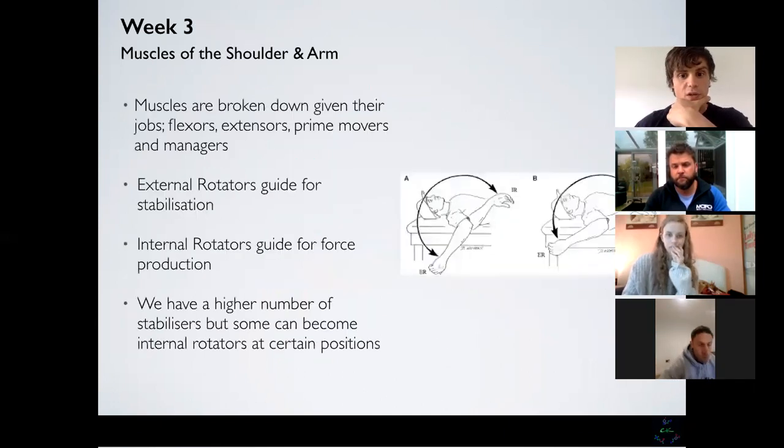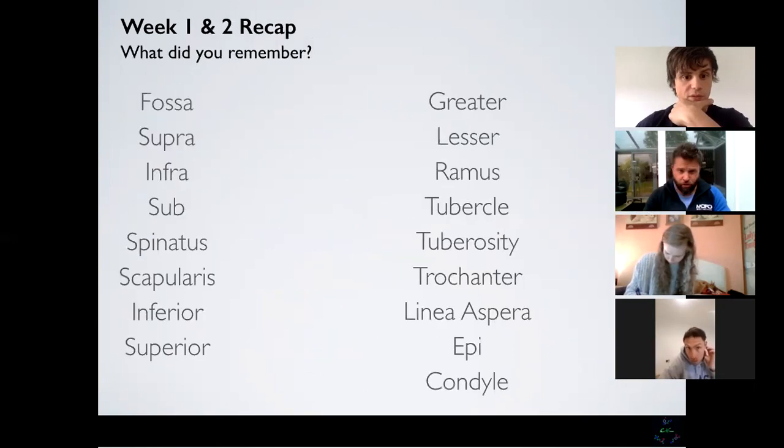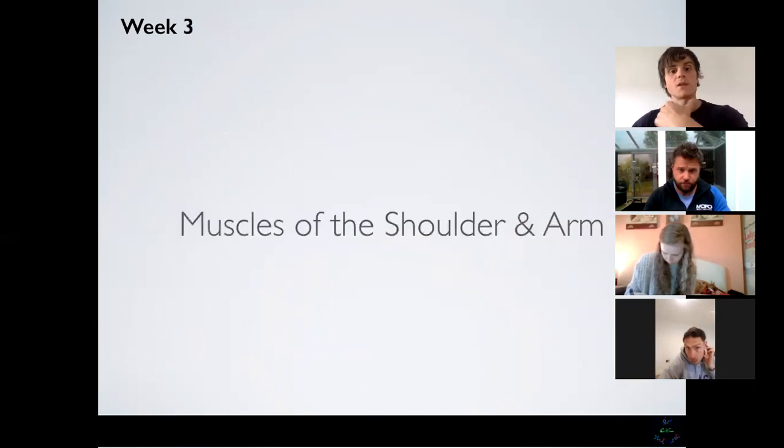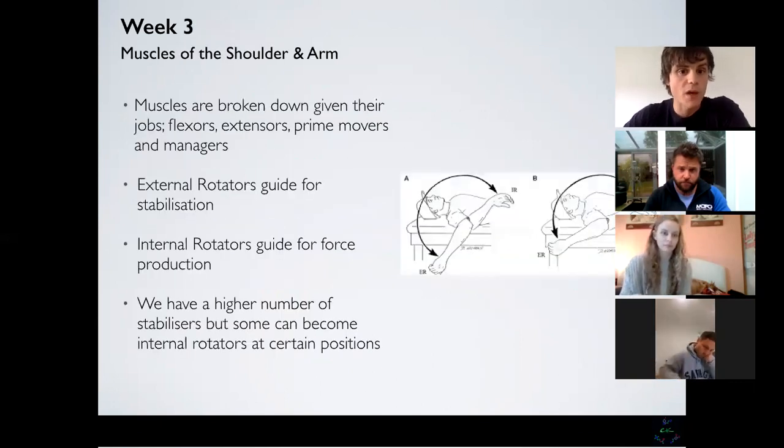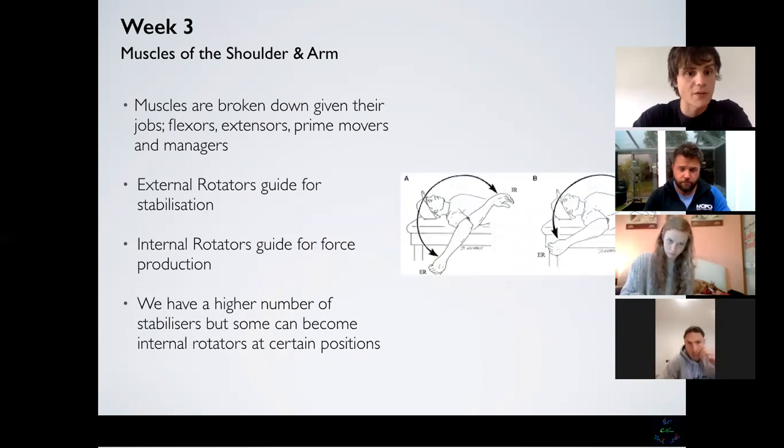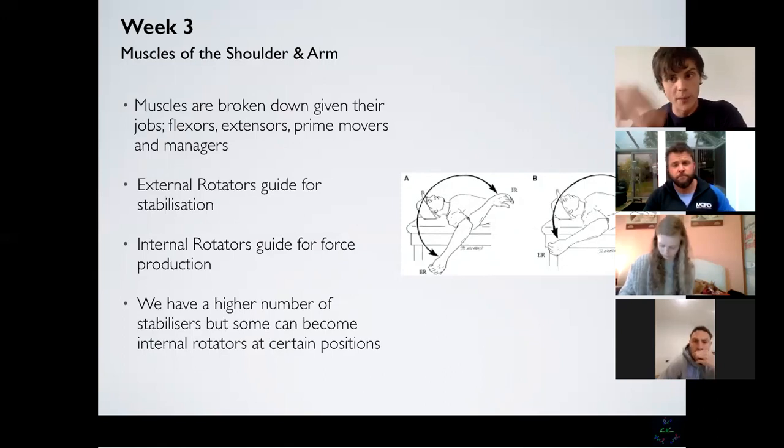So going into the muscles of the shoulder and arm, have we missed a bit? No, we're all good. Muscles are broken down given their jobs. We have some flexors, extensors, prime movers, and managers, which is not academic terminology, but I say we've got managers and movers. Managers are the deep muscles, which are managing the joints on a very, very deep level. And then we've got the movers, the ones that help us propel ourselves and take ourselves forward. Again, that's not academic literature.